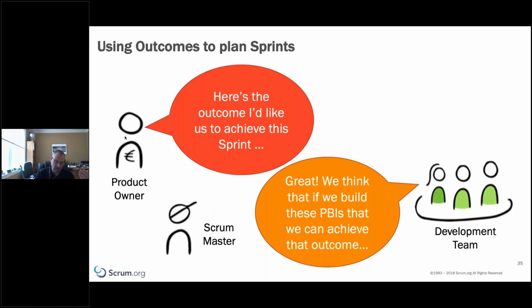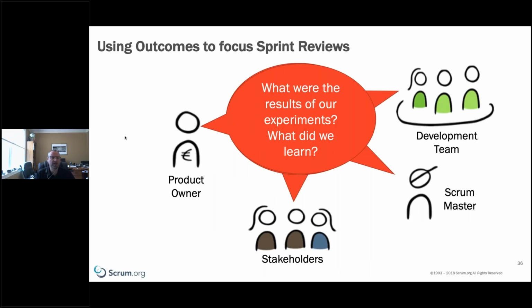But thinking about outcomes instead of outputs. Not, we'd like our velocity to be X. Not, we'd like to deliver these features tomorrow. What are the outcomes? What are we really trying to deliver? And how do we then work together as a team to deliver it? And then review that in our sprint reviews. As we're working in our sprint reviews, focusing on, again, outcomes. What were the results of our experiments? What did we learn? And how do we improve?